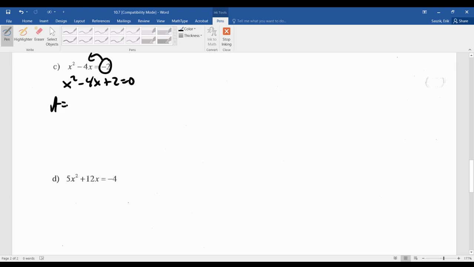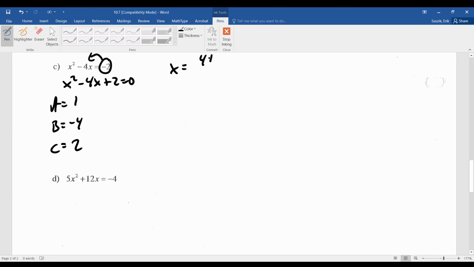I'm going to write down A, B, and C. Remember, B is -4 here. If you try to factor this one, you realize this is not factorable, because there's no factor pairs of 2 that's going to give you this -4 in the middle. Just because it's not factorable doesn't mean it can't be done. Okay, we use quadratic formula.